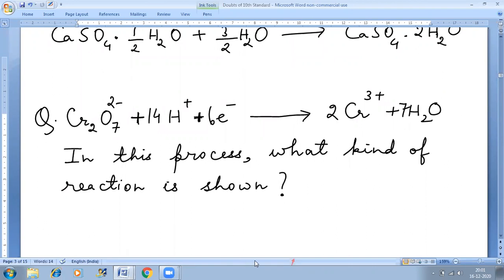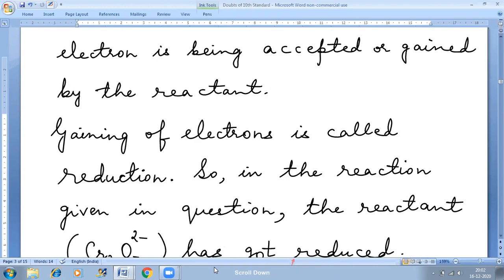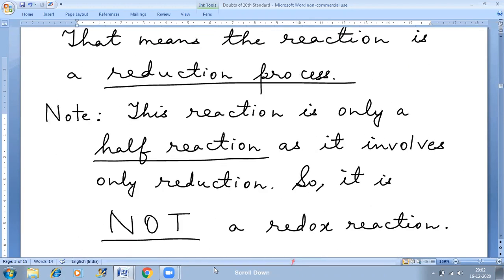Whenever you see electrons involved in the reaction, that means it is always a half reaction. It can never be a redox reaction, because a redox reaction will not have any electron present in the reaction. Whenever you see electrons mentioned, it is definitely a half reaction, like in this question we had. So it is a half reaction. It is not a redox reaction. What type of half reaction is it? It is a reduction half reaction.